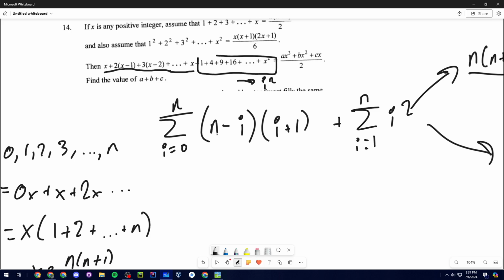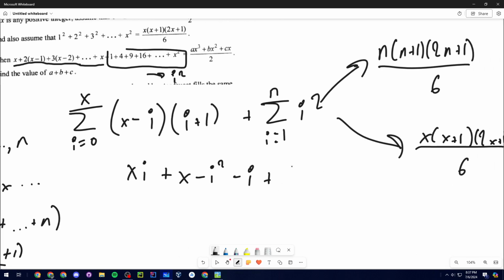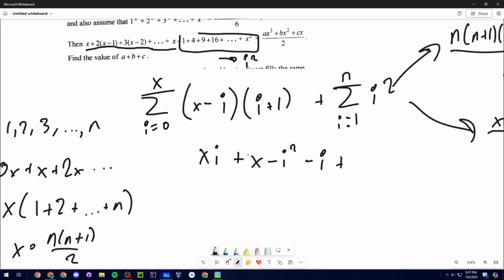Just turns into n minus i times i plus 1, where i is an integer ranging up to n. Okay, we're nearly there. So now, n times i, so your max value, or wait, better yet, let's just get rid of the n's entirely. So x times i plus x minus i squared minus i, and then this is in the sum.